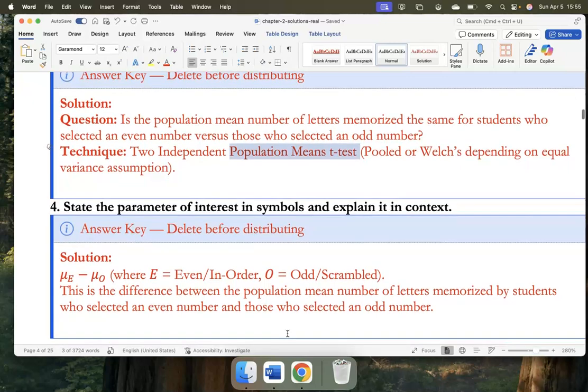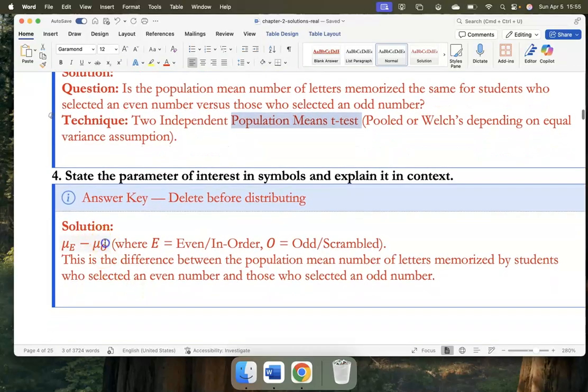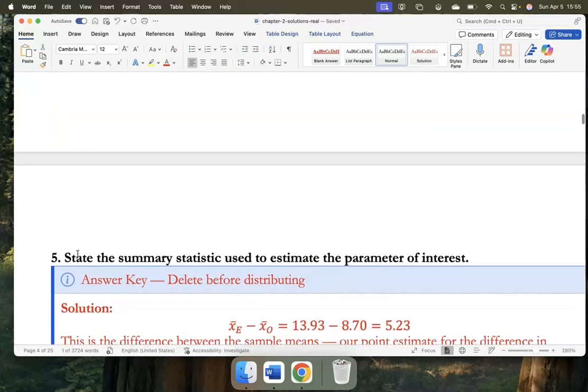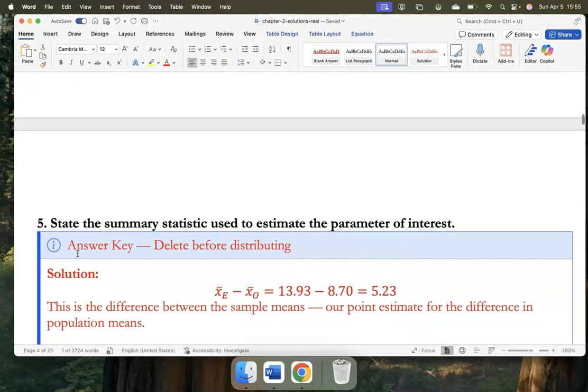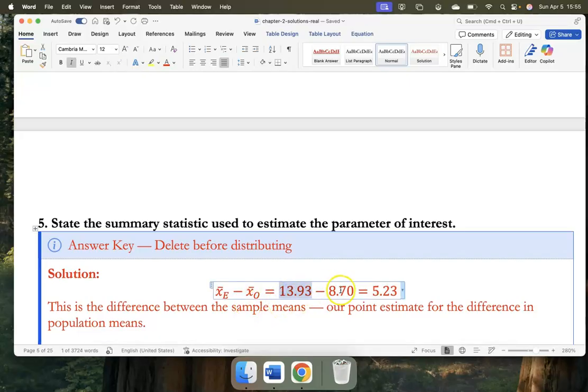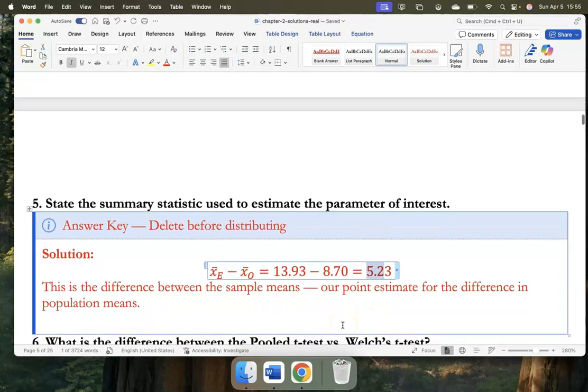So be aware of that, okay? Mu E minus mu O. And how do we estimate this parameter of interest? Instead of using mu's, we should use X bars, okay? So state the summary statistic and use it to estimate the parameter of interest. That's X bar E minus X bar O, which are from our summary statistics, 13.93 minus 8.70, which gives us 5.23. And that's going to be our point estimate, or in other words, our estimate for the parameter of interest.